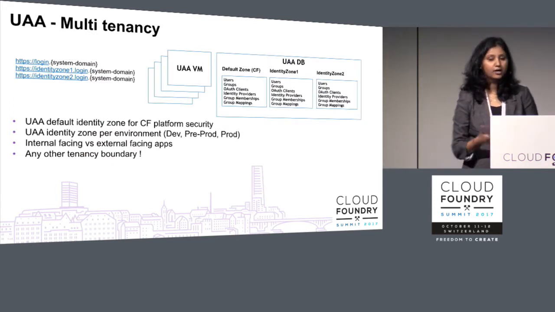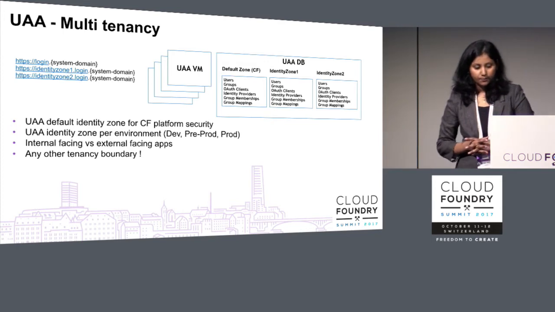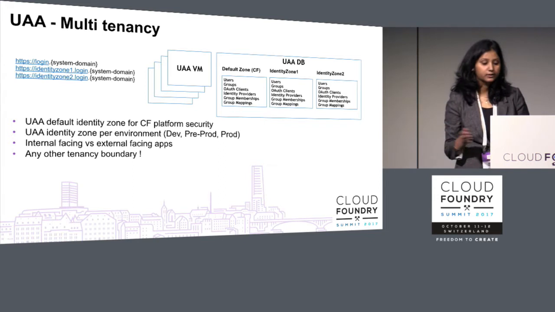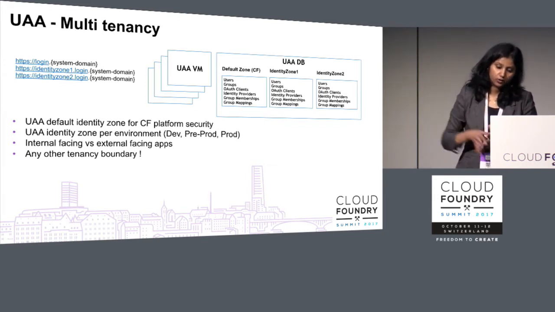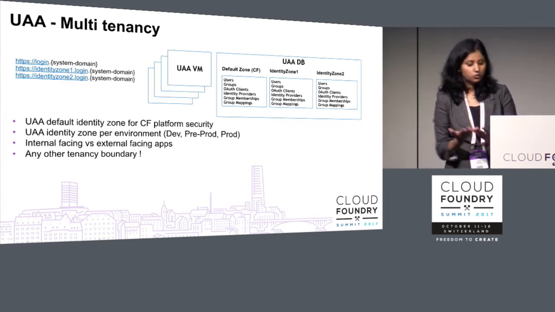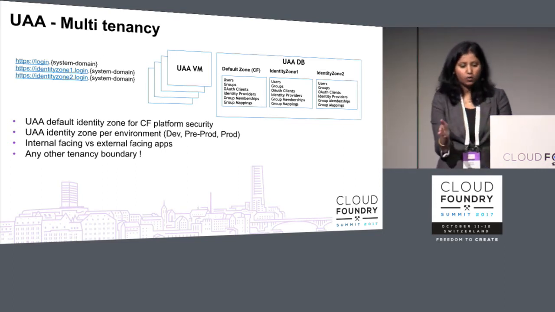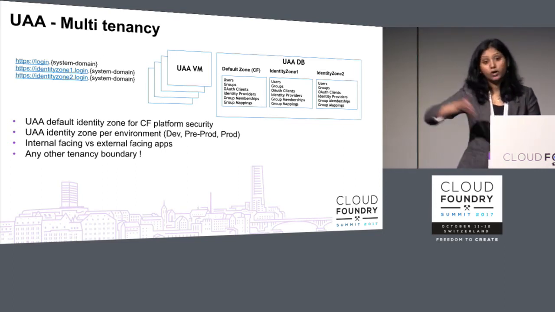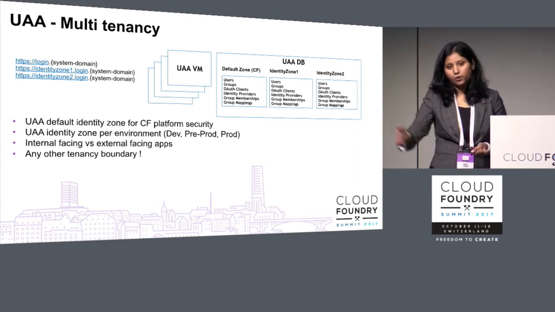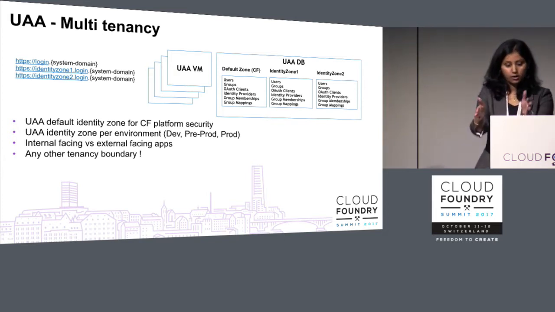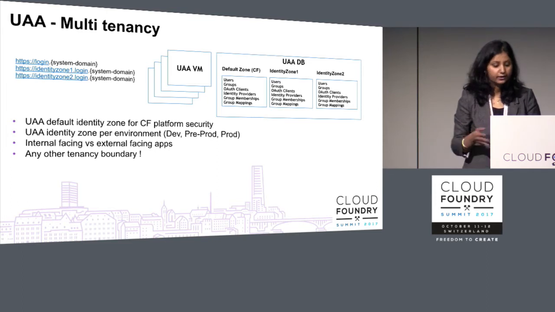UAA and multi-tenancy. I don't have to explain multi-tenancy here, but basically UAA is multi-tenant, but it's logical multi-tenancy, as in it's logical separation. Let me explain this with a use case. Suppose you want to use UAA to secure your applications, but you want to maintain this boundary, which could be based on your environments. So you have your dev, pre-prod, and prod environment, and you want to use separate authentication domains for that. That could be one reason why you want separate tenants, which are referred to as identity zones.